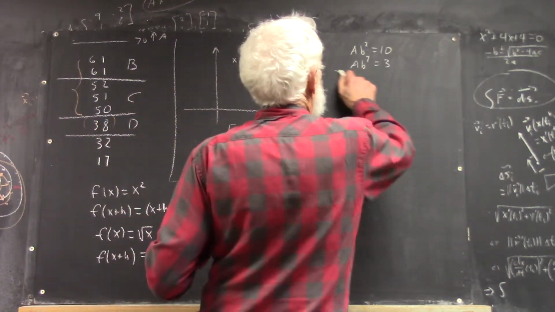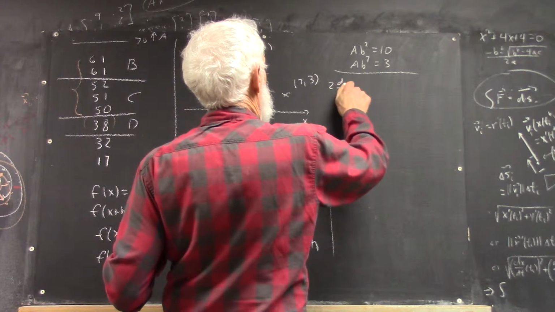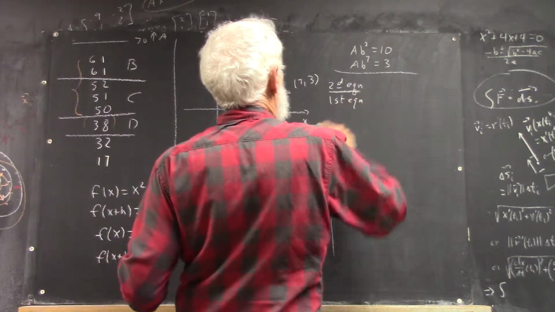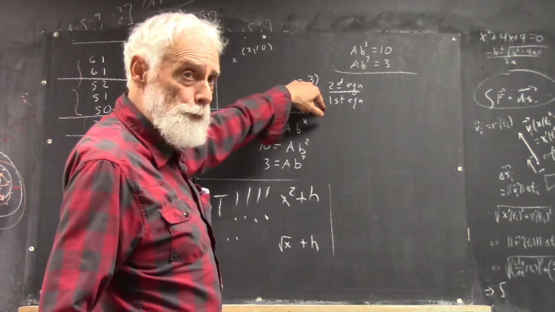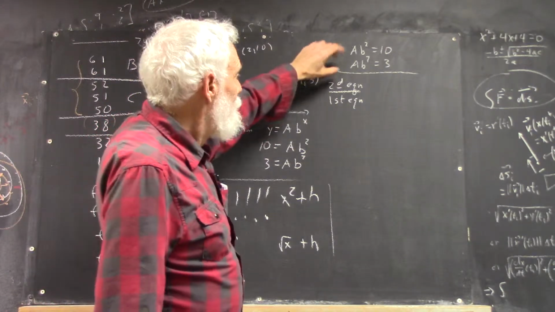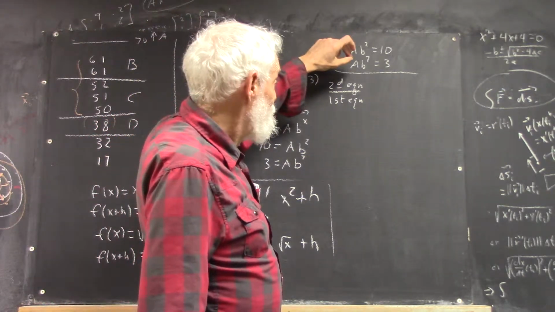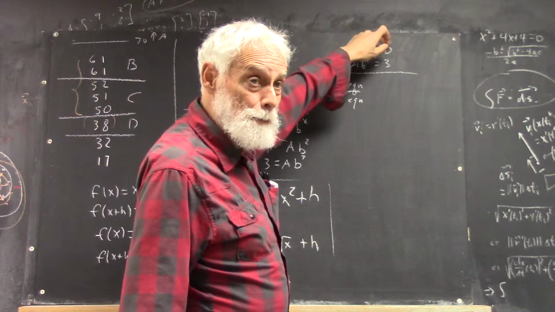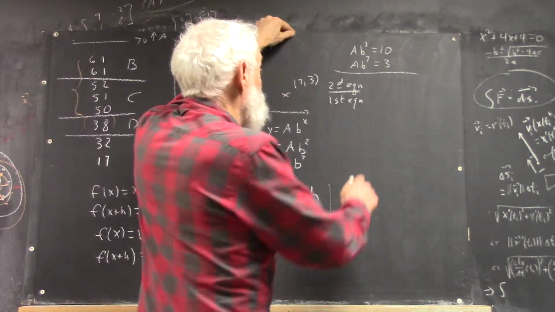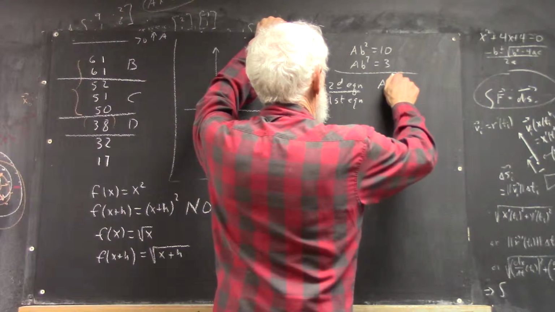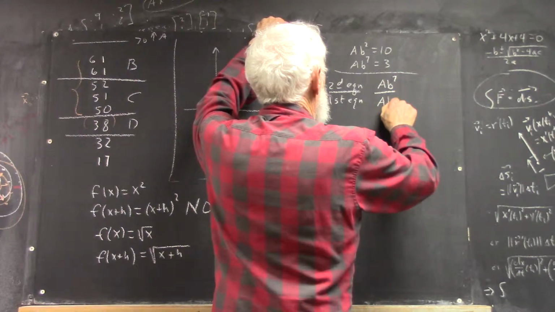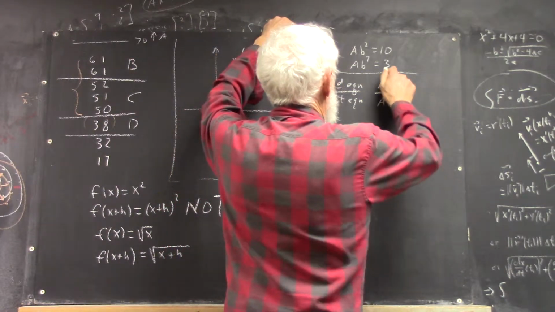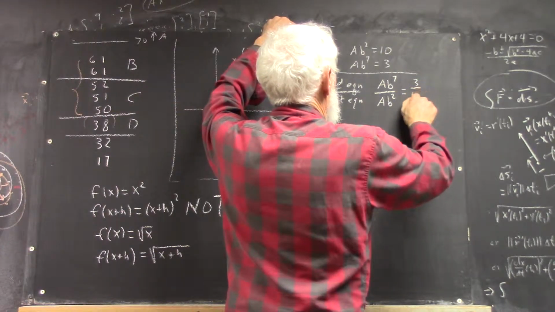Okay, so basically I'm going to divide the second equation by the first equation. It means I'm going to divide the left-hand sides, the left-hand side of the second by the left-hand side of the first, and the right-hand side of the second by the right-hand side of the first. That's going to give me something that should be pretty obvious, ab to the 7th over ab squared. That's the left-hand sides, right? And that equals, second equation, first, 3 over 10.